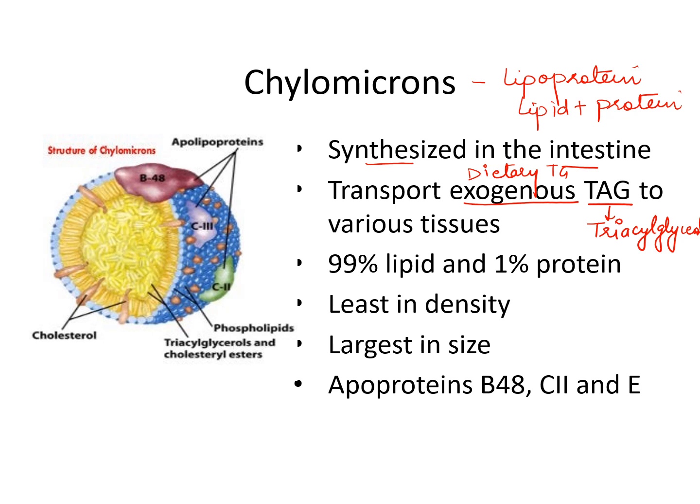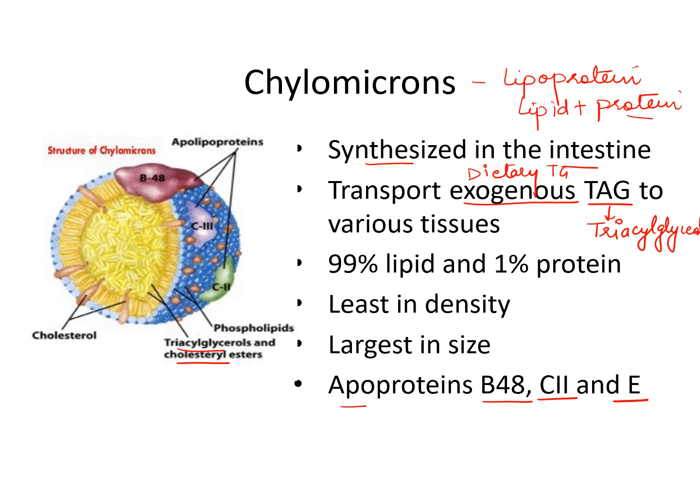If we talk about the composition of chylomicron, it contains 99% lipids and 1% protein. So the lipid part is maximum, that's why the density is least and the size is very big. So it is largest in size and least in density. It contains apoprotein, the protein part found in lipoprotein, which is called apoprotein. So it contains apoprotein B48, C second and ApoE.